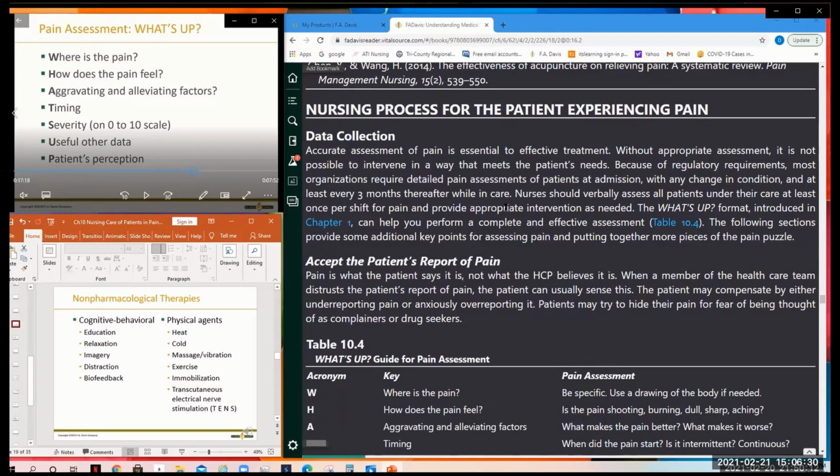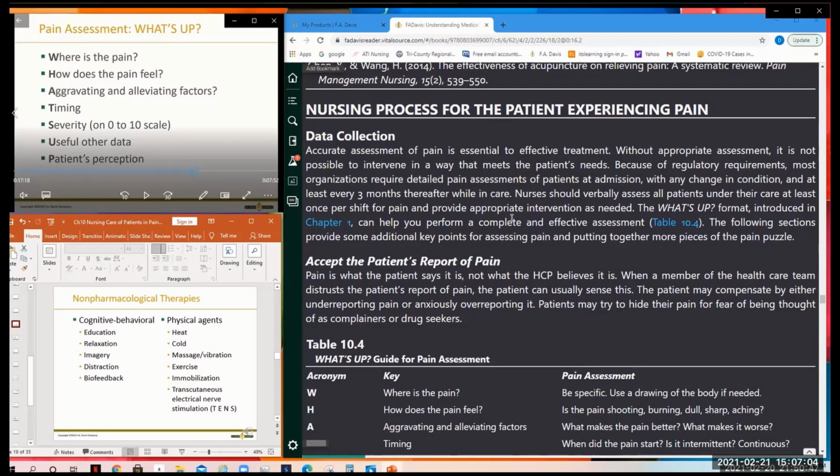Nurses should verbally assess all patients under their care at least once per shift for pain and provide appropriate intervention as needed. The What's Up format introduced in Chapter 1 can help you perform a complete and effective assessment. Table 10.4. The following sections provide some additional key points for assessing pain and putting together more pieces of the pain puzzle.